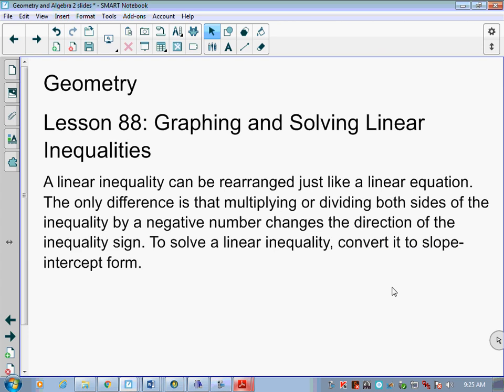88, graphing and solving linear inequalities. Again, I feel like this is probably something that's been covered. If not in this class, then you've hit it, you've seen it at some time. So it's going to be some redundant information.